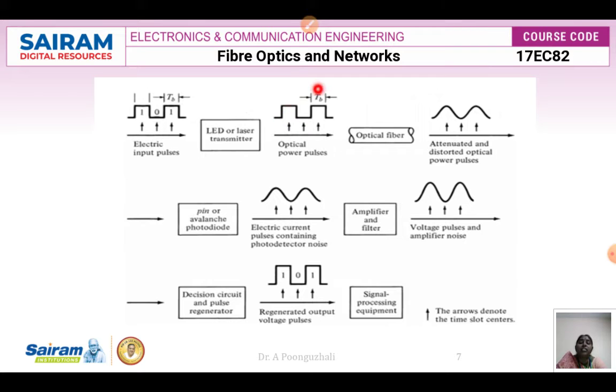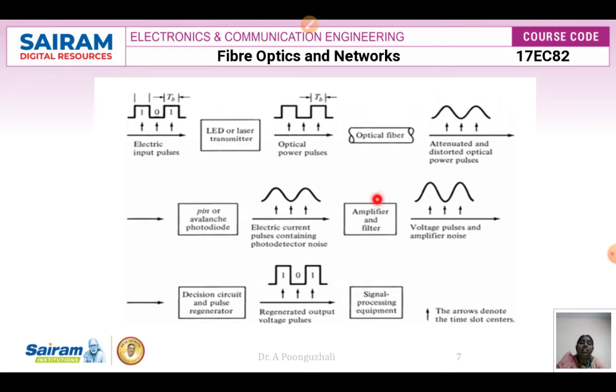And this optical signal is propagated along the optical fiber. When it propagates along the optical fiber, it gets attenuated and we get a distorted optical power pulse. This distorted optical power pulse should be detected by the pin or avalanche photodiode. The pin or avalanche photodiode converts the optical signal back into an electrical signal. This is nothing but electrical current pulses, in which the photodetector noise is also present. This is sent to an amplifier and a filter.